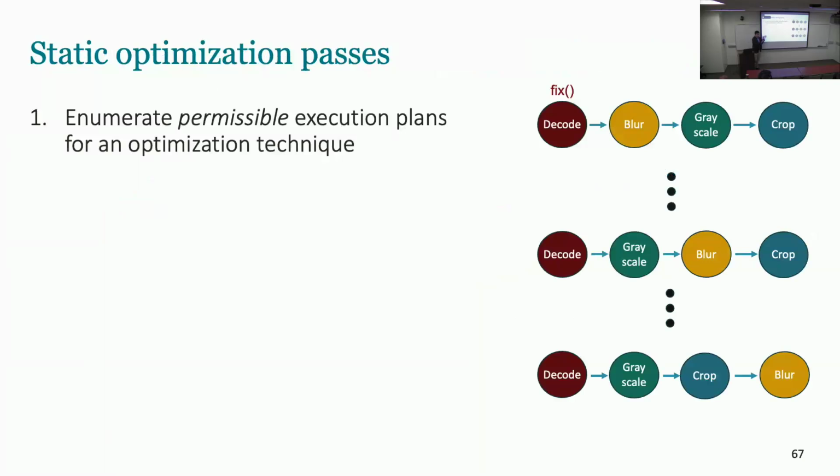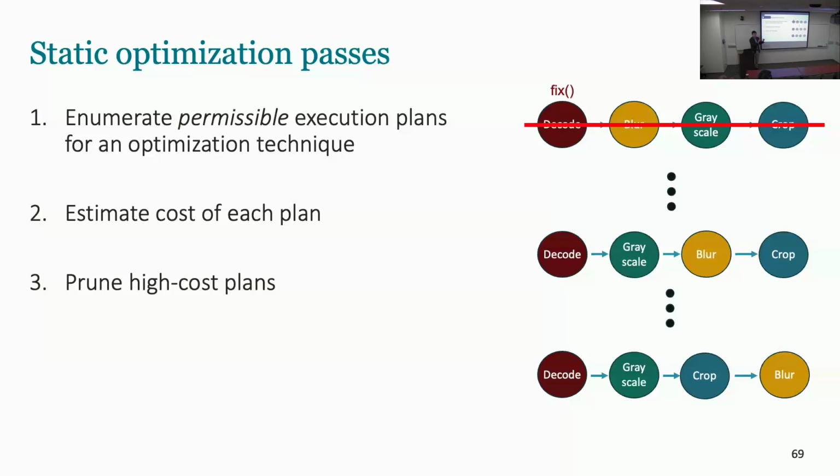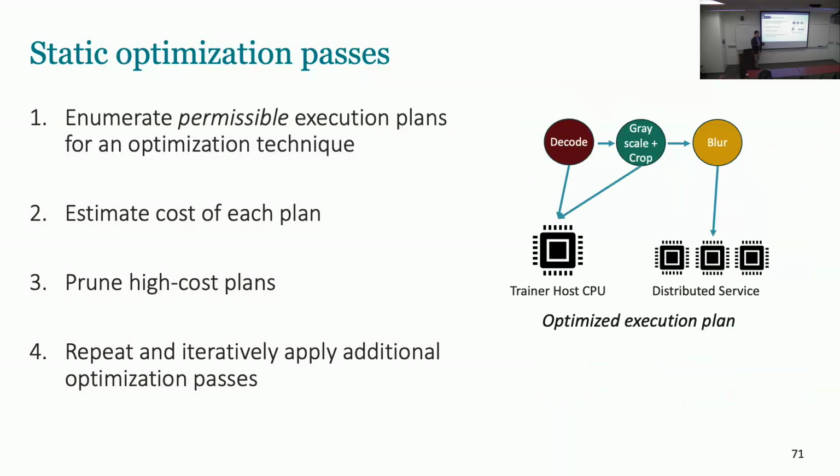So given this pipeline, our next step is to apply these static optimization passes, and we'll do so through a series of steps. First, we'll take a specific optimization technique, for example, reordering here, and we'll enumerate all the different execution plans that are permissible by applying this optimization technique, so not violating that depends-on relationship. Then we'll use a cost model to estimate the cost of each plan in terms of how efficient that plan is. Don't have time to go into the details here, but of course, happy to talk about any of this. And then using this cost model, we'll prune away the very inefficient or very expensive plans and keep the very efficient plans. And then we'll repeat this process iteratively by taking the efficient plans and enumerating new plans using additional optimization techniques like caching. So what we end up with here is this very optimized execution plan.